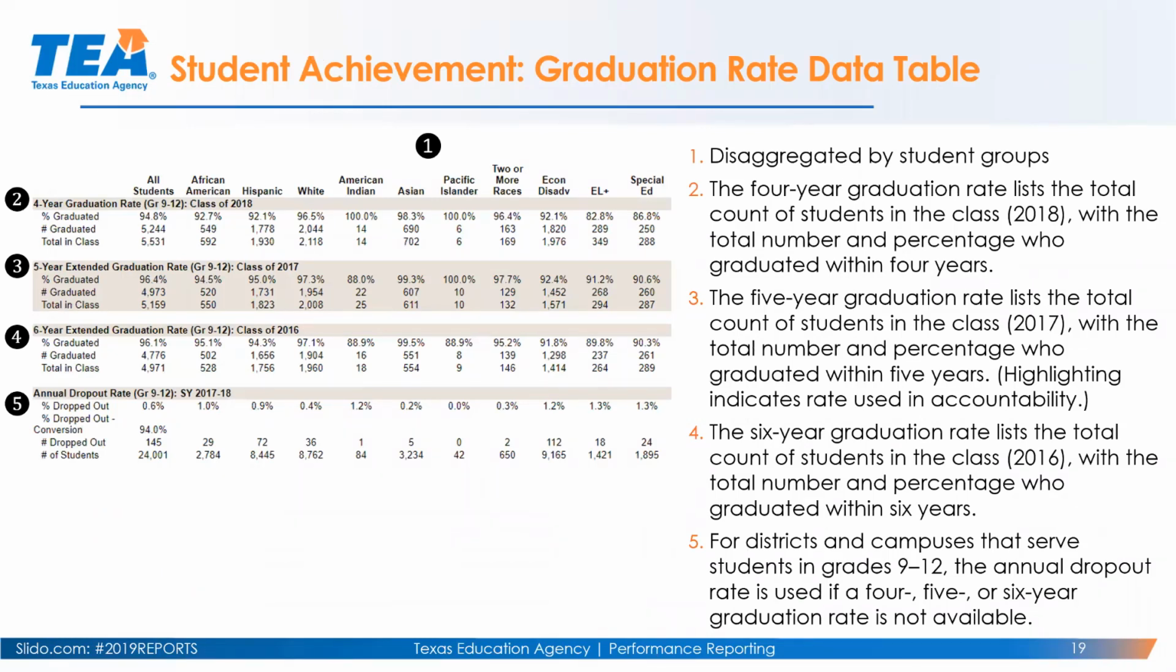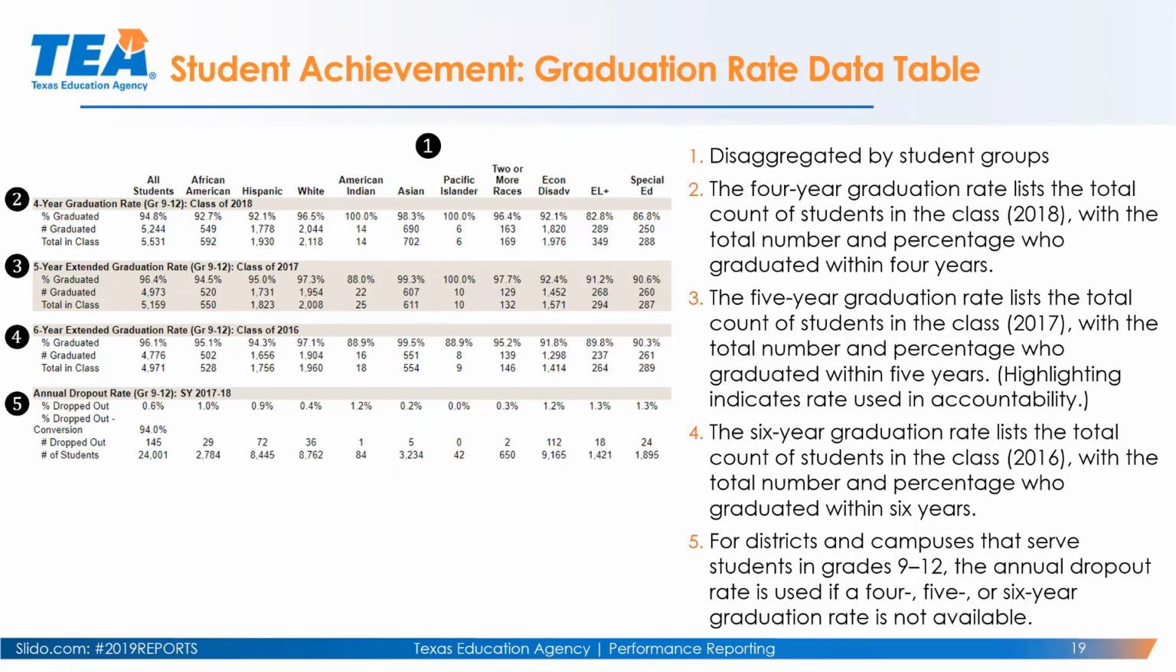Lastly, for student achievement, we look at the graduation rate data tables. This district has data for 4-year, 5-year, and 6-year. So at the top, we have the disaggregation by student groups. And then in section 2, we look at the 4-year graduation rate for the class of 2018. We have the total number and percentage who graduated within 4 years. That data is then disaggregated by student group.